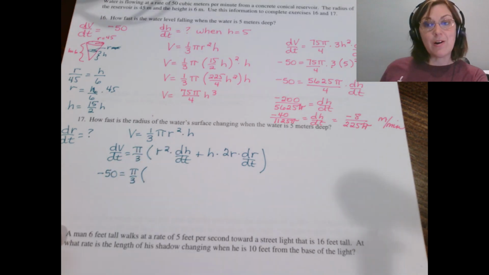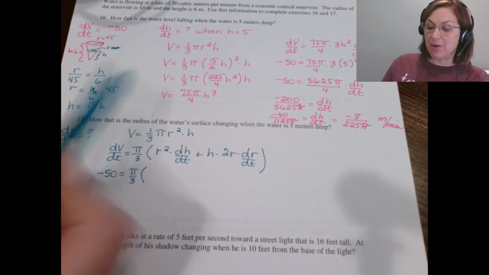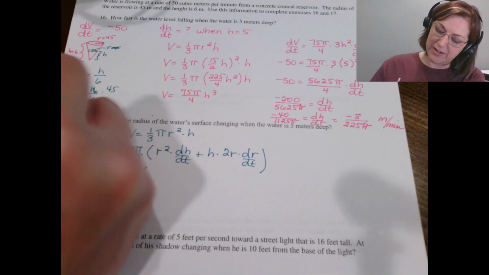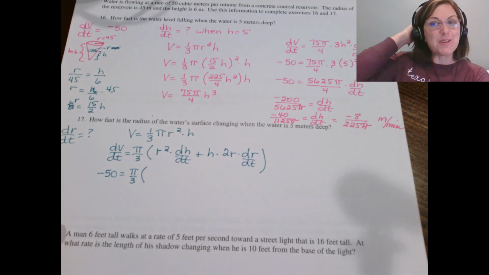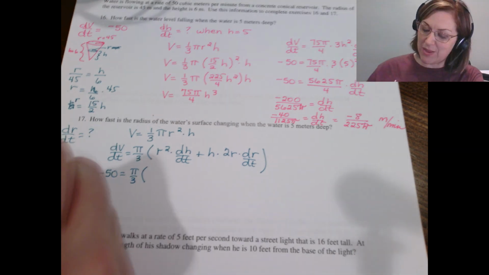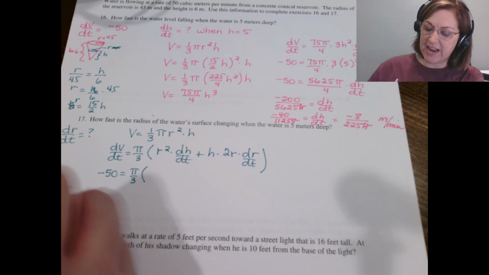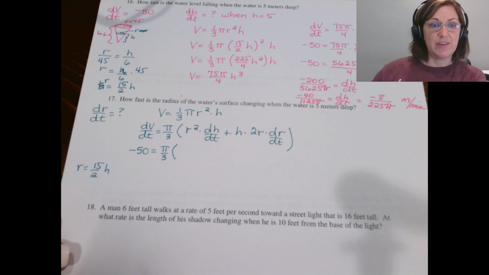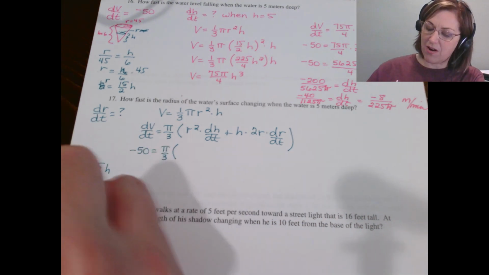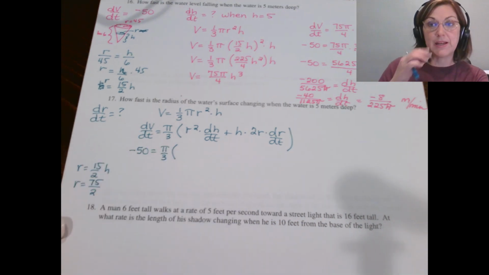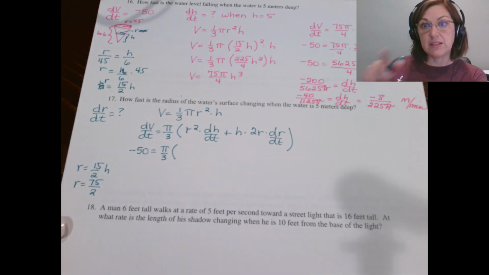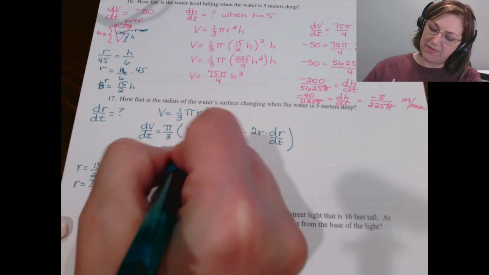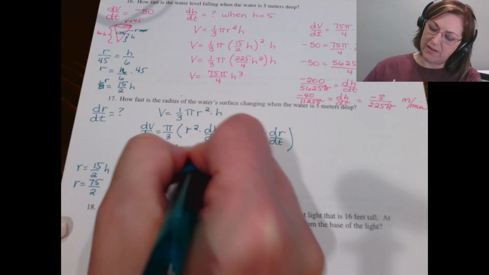I don't know what r is. I only know what h is. But remember, we have a relationship between r and h. We know that r is 15/2 h. So if h is 5, I know that r is 75/2 because I can do 15 times 5 and then divide by 2. So I know that r is 75/2, and we've got to square it.